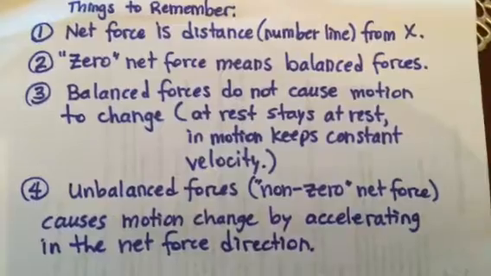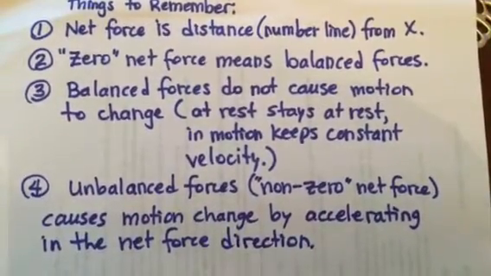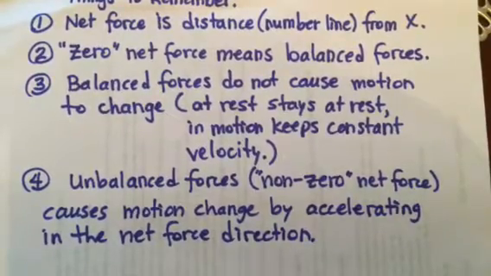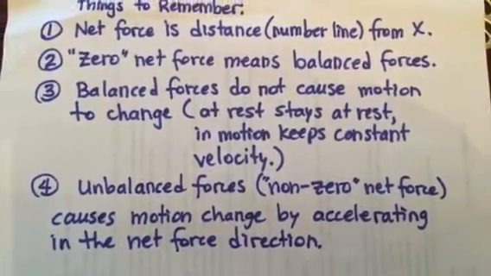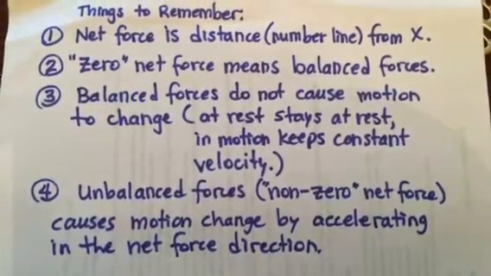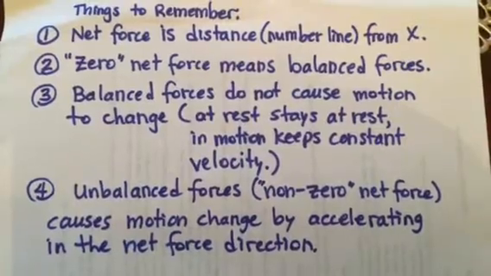Third, the balanced forces do not cause motion to change. So that means things that are at rest stay at rest, and things in motion remain with a constant velocity. They keep a constant velocity. The motion does not change if the forces are balanced, and we've talked about that quite a bit. That's Newton's first law of motion.